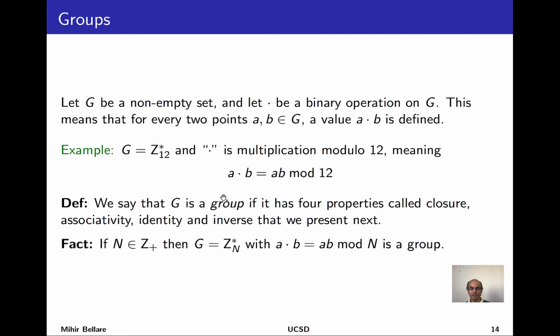Now, G is a group if it has 4 properties called closure, associativity, identity, and inverse, and we'll present them next briefly. And one of the facts that we will need and use as we go forward, and also use as an example as we go along, is that things of this form are groups under this operation. More generally, if n is a positive integer, and we consider Zn star, with the operation being multiplication mod n, it satisfies all these 4 properties and is a group.